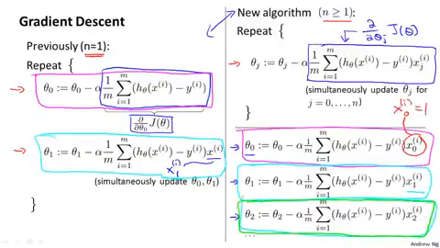There's a lot going on on this slide, so I definitely encourage you, if you need to, to pause the video and look at all the math on the slide slowly to make sure you understand everything that's going on here. But if you implement the algorithm written up here, then you will have a working implementation of linear regression with multiple features.